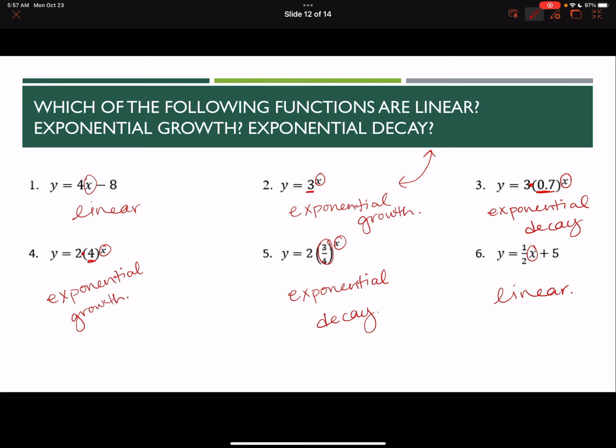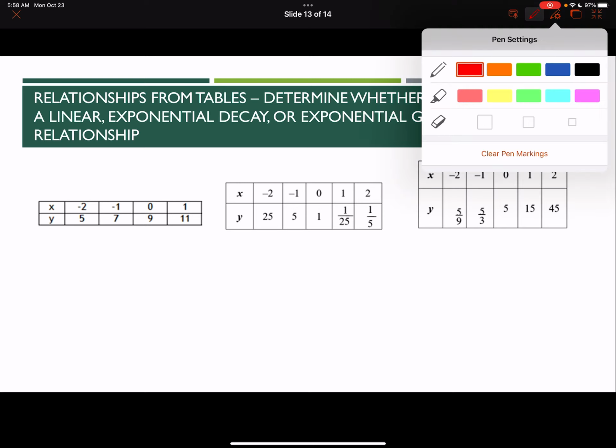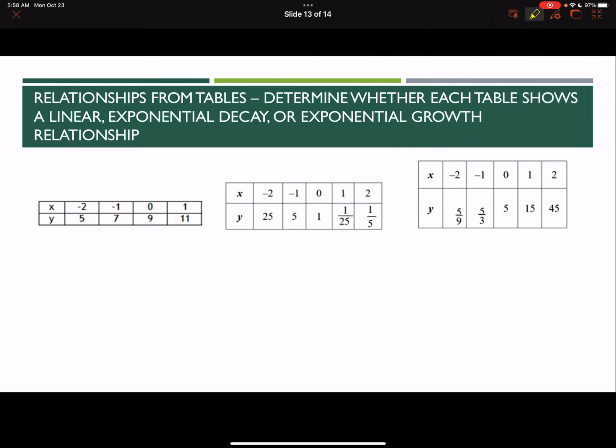So now that we looked at some equations, we're going to finish off with looking at some tables. Remember, we said if the relationship in a table is linear, you're going to see a pattern of adding or subtracting. If it's exponential, you're going to see the pattern of multiplying or dividing. So let's look at a couple. And remember, when I say the pattern, I'm looking at the y values. So look at those y values.